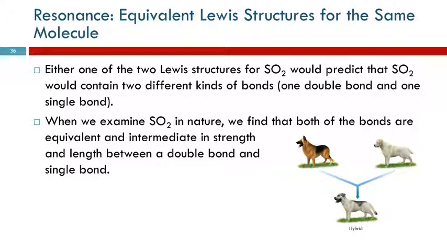So let's think about dogs for a minute. Here we've got a German Shepherd. Here we've got, we'll call it a Golden Retriever. Maybe it's not, no, that's a Labrador, isn't it? That's a white lab. That's what that is.